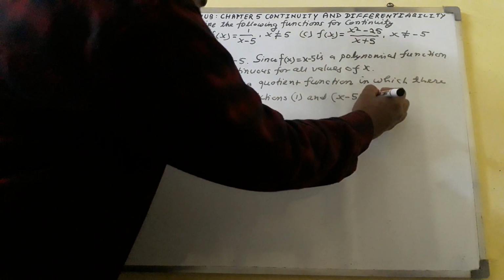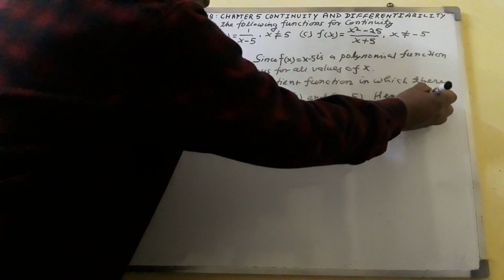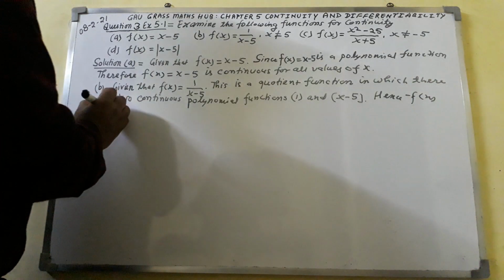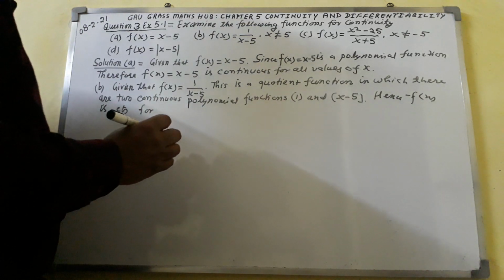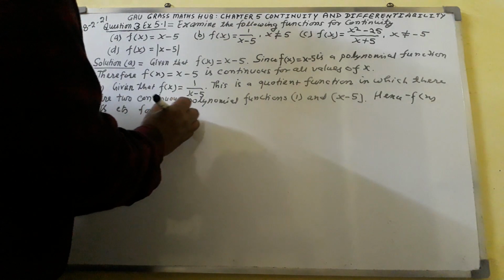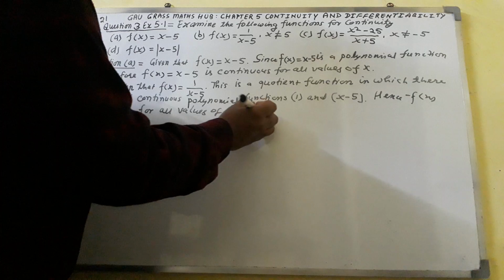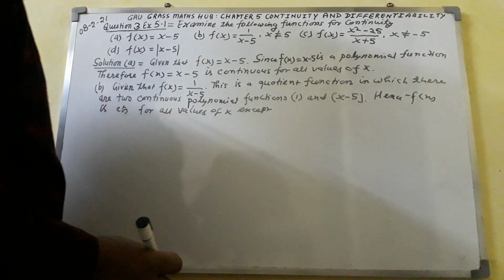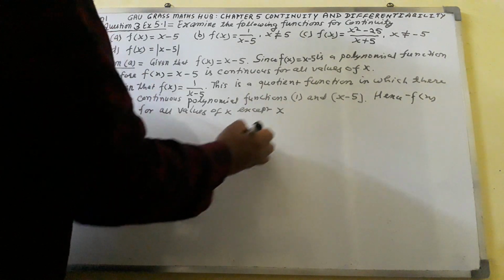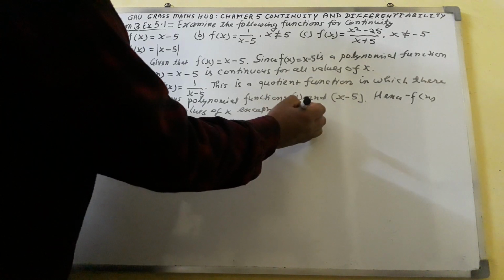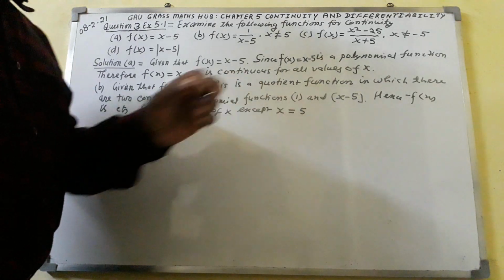Therefore, hence f of x is continuous for all values of x except x is equal to 5. Why except x is equal to 5?